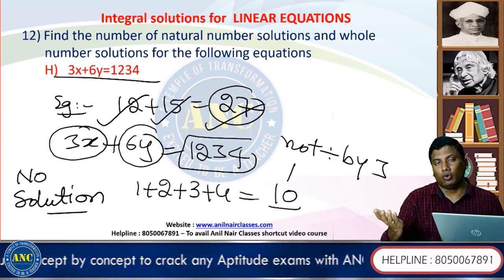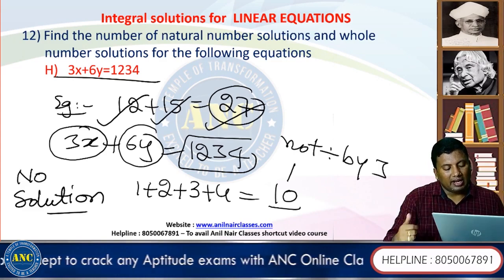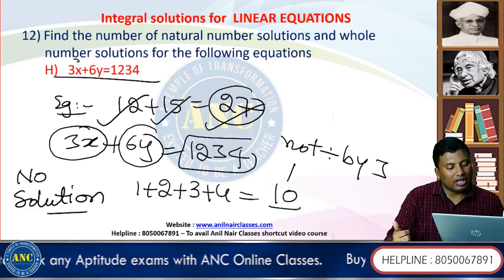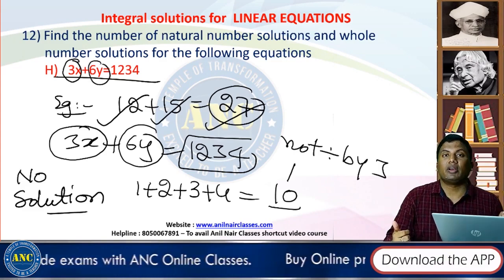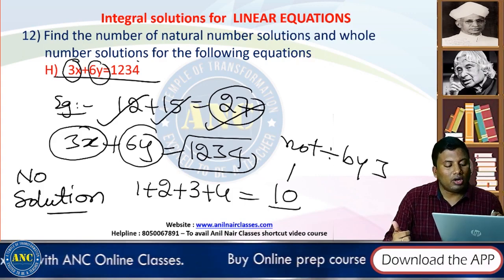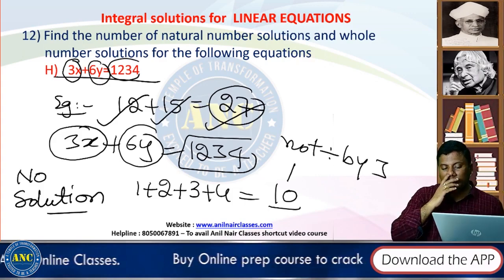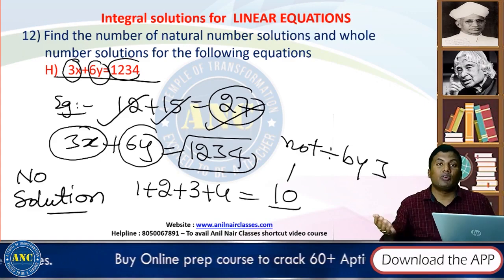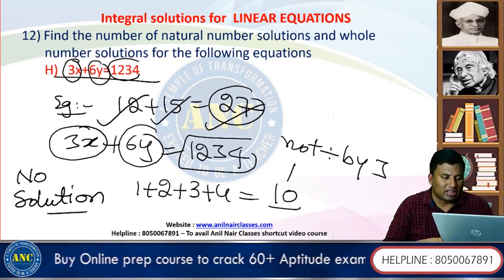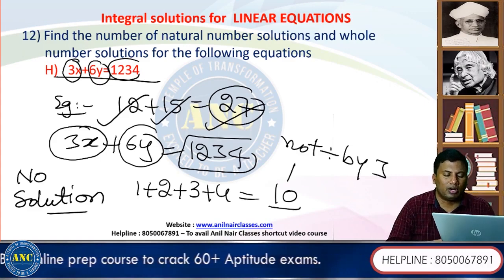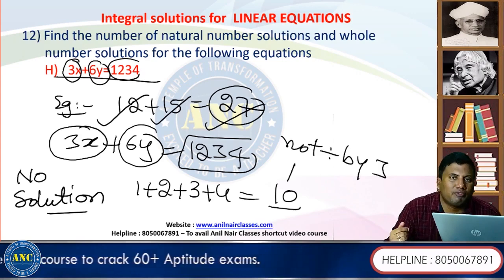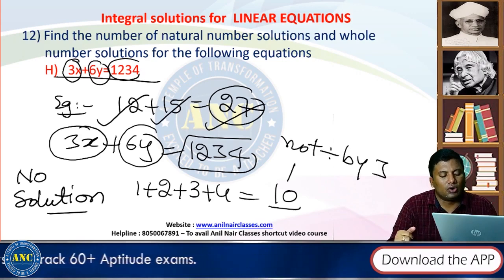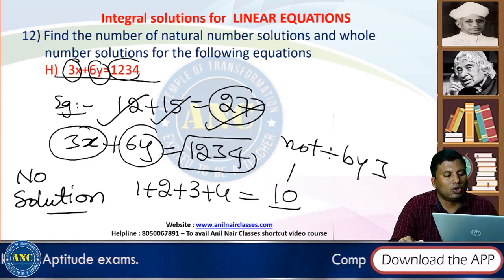You don't need to write all this out; condense it and do it. 3x is a multiple of 3, 6y is a multiple of 3, so the right hand side 1234 should be a multiple of 3. If it is a multiple of 3, you can condense it and use a method. I will develop a question based upon that also. 1234 is not a multiple of 3, so the answer for this question is no solution.